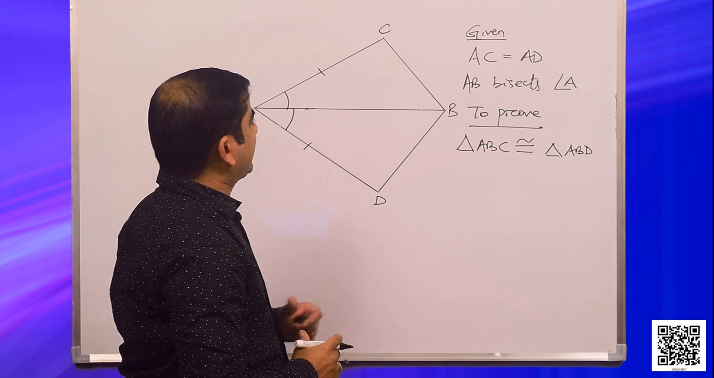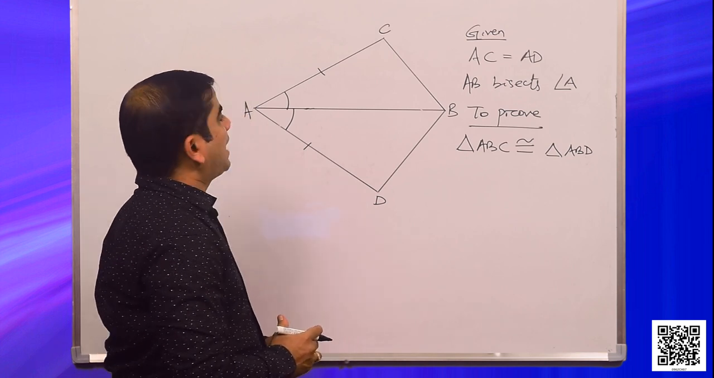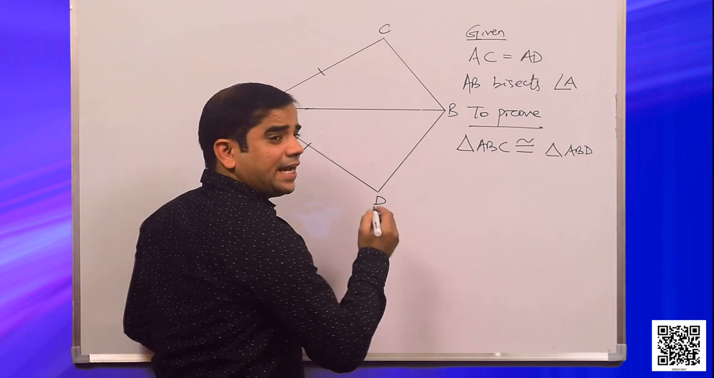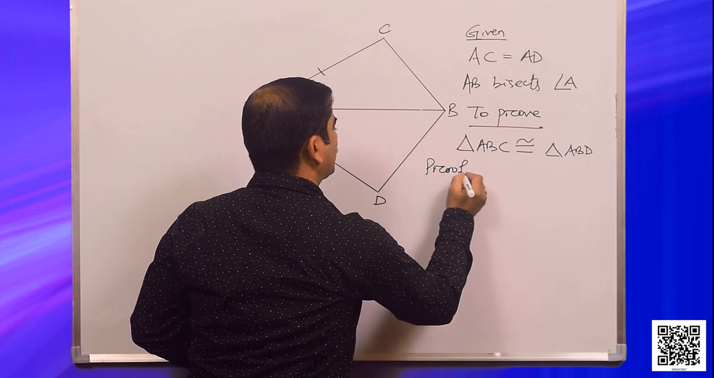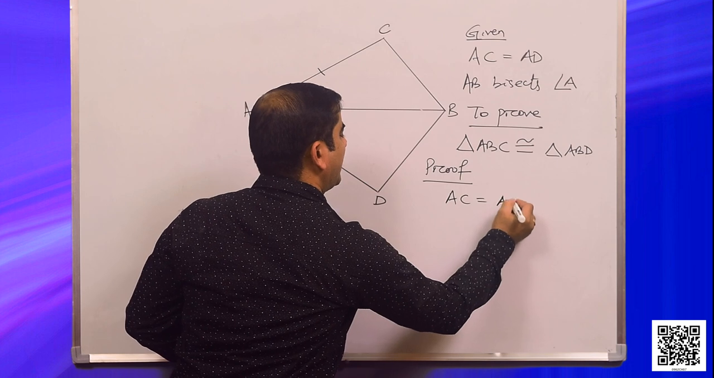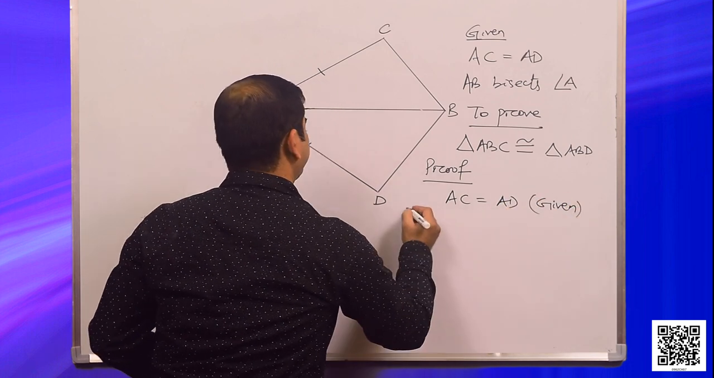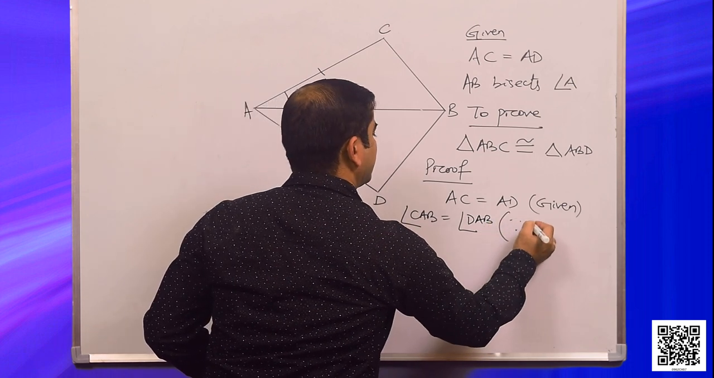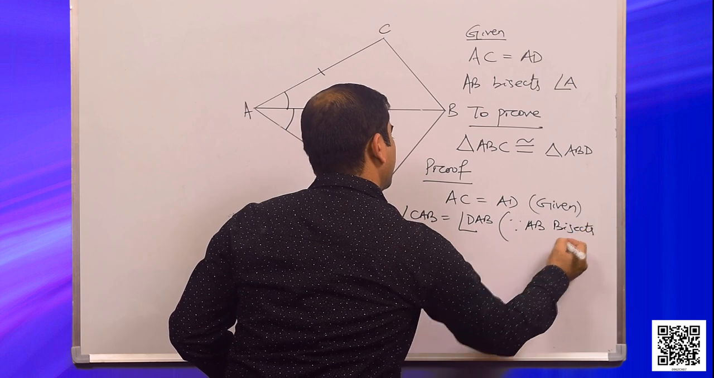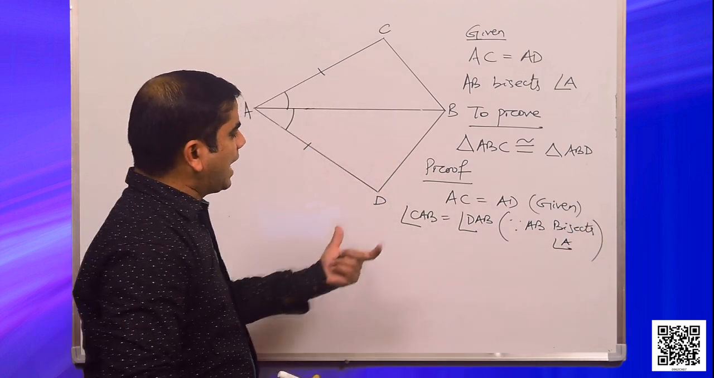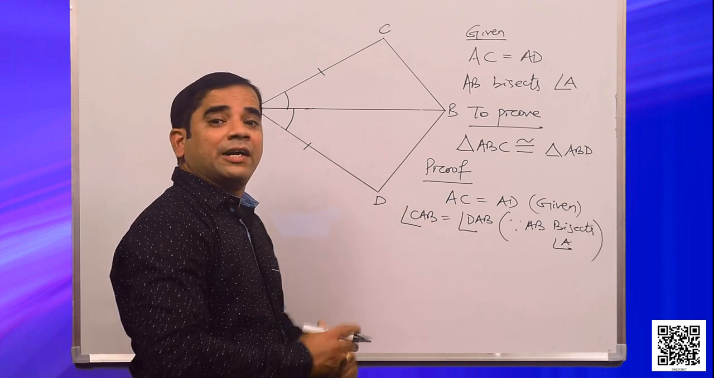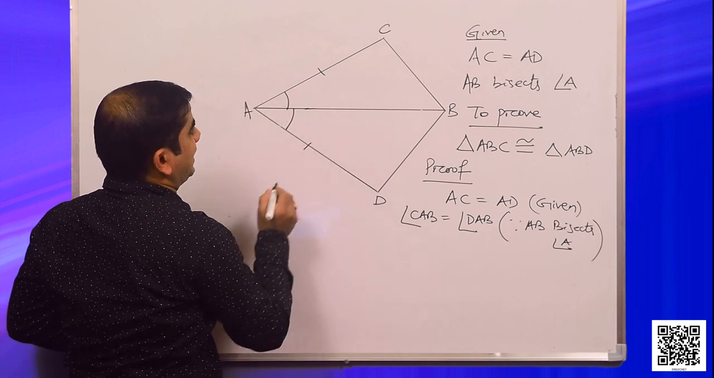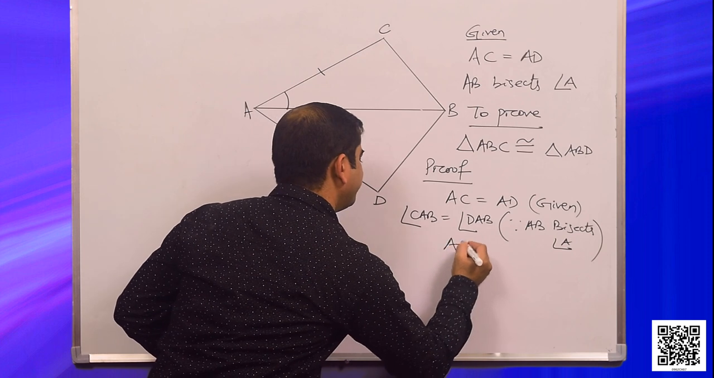Students, as per the given data, as AB is the bisector of angle A, what is the relationship between angle CAB and angle DAB? They are equal to each other. So, in the proof, AC is equal to AD, that is given, and angle CAB is equal to angle DAB as AB bisects angle A. So, we have two pieces of given data. For congruency, we need one more. As you clearly see, in triangles ABC and ABD, AB is the common side.